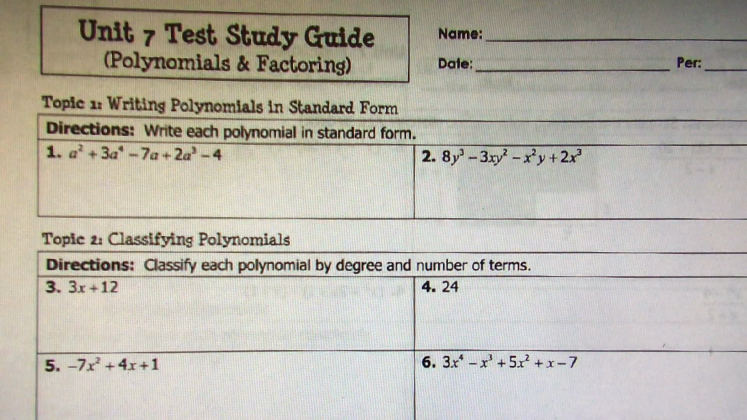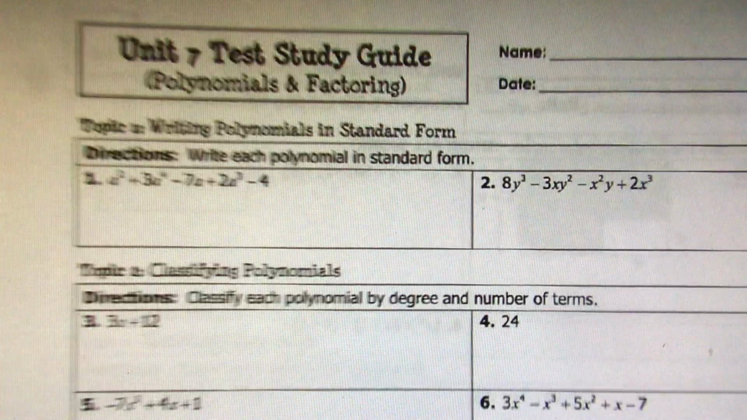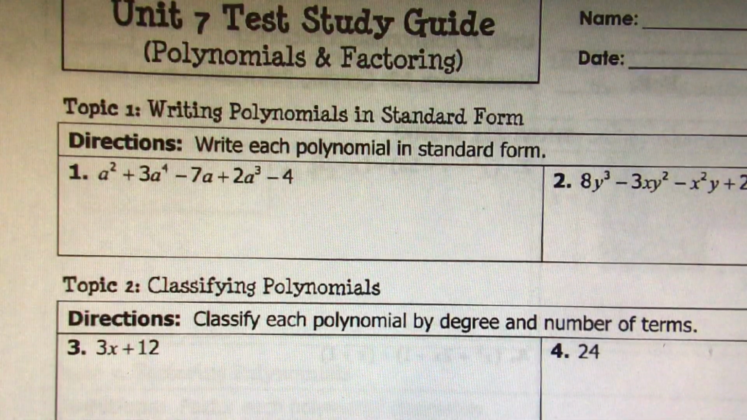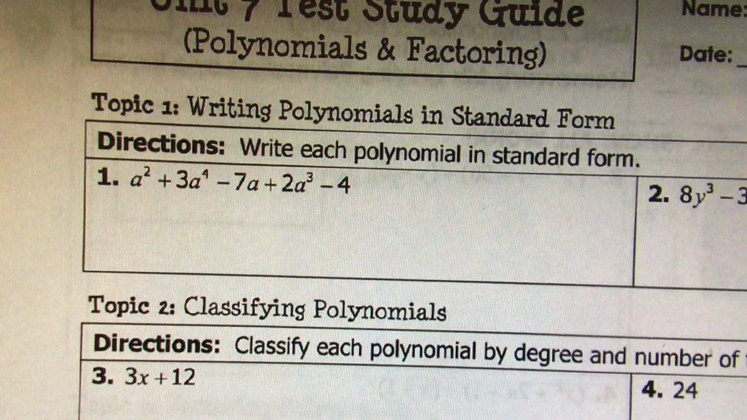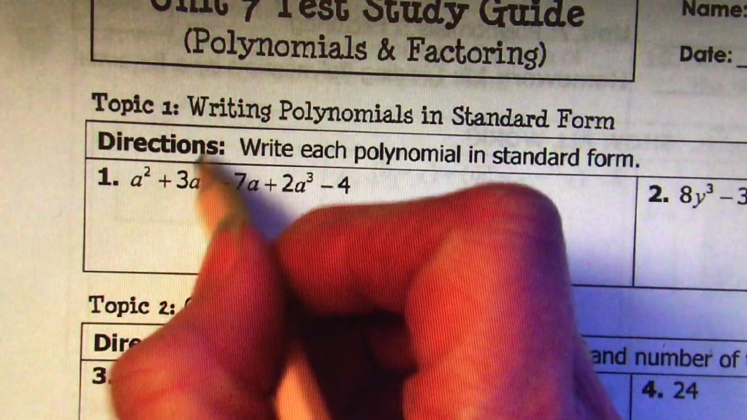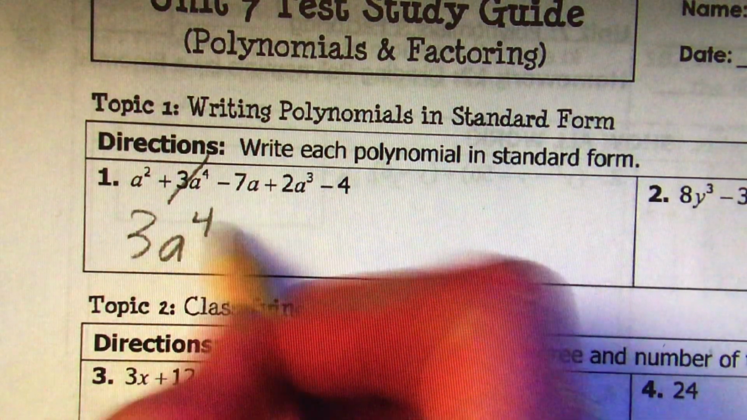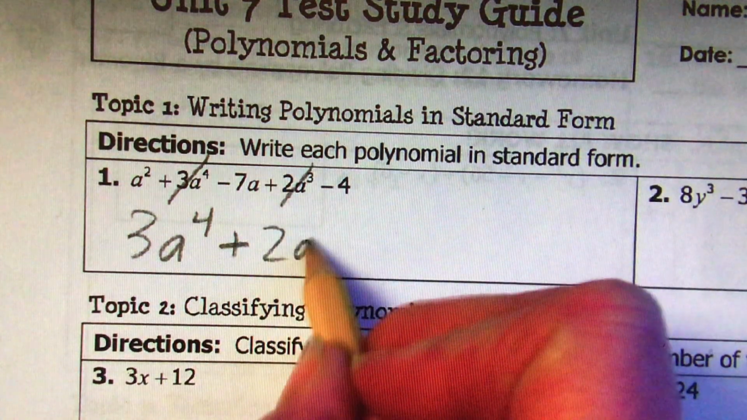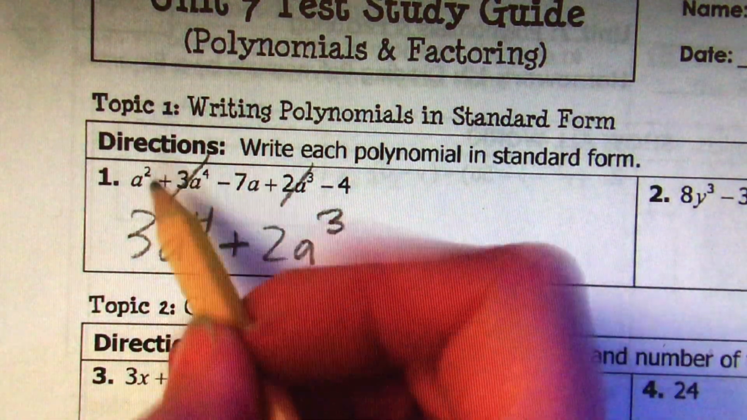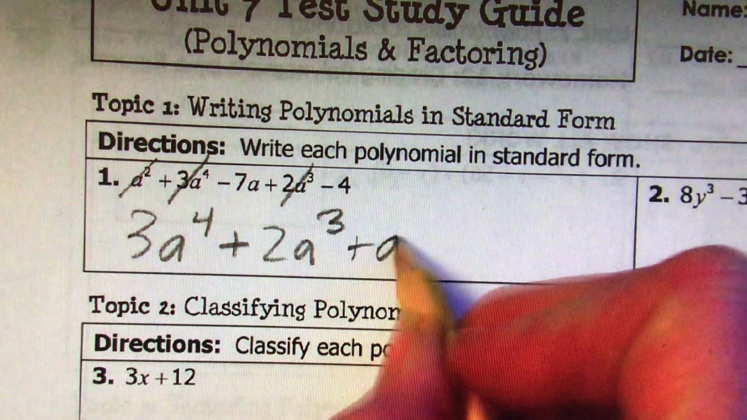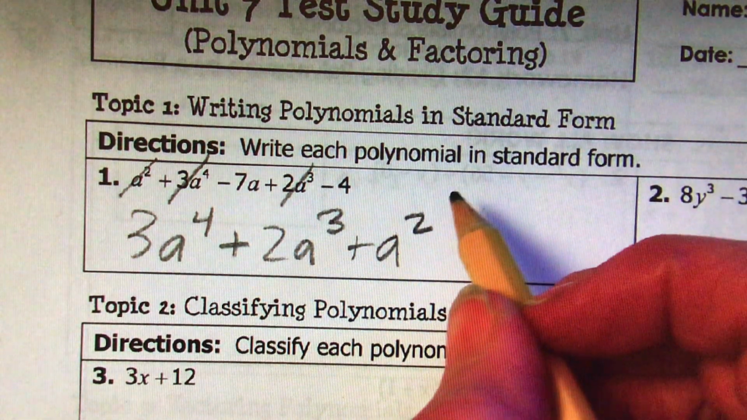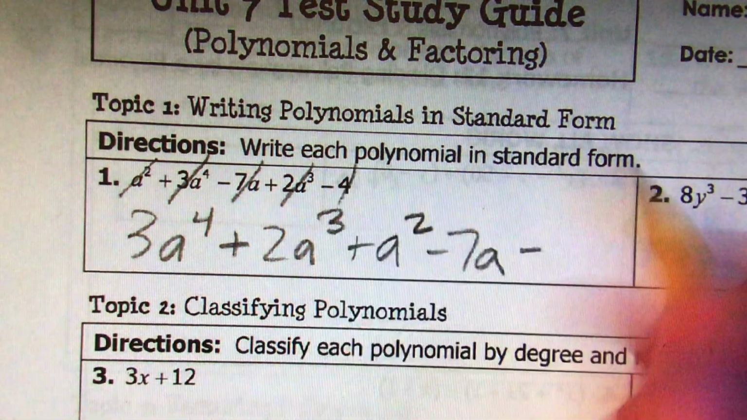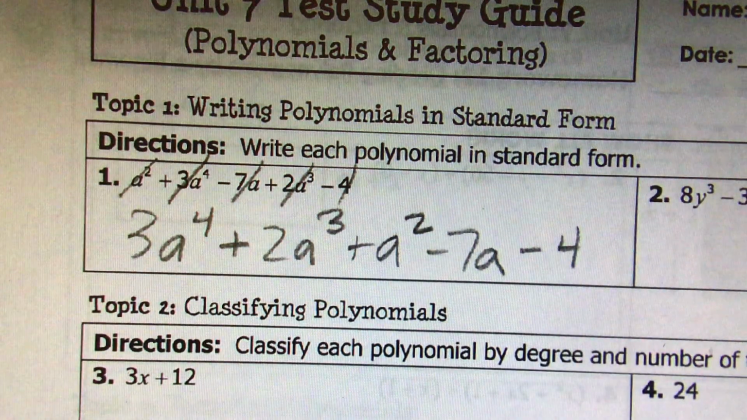Okay, so the first term is a fourth degree term. And again, once I write it down, I'm going to cross it off. So 3a to the fourth plus, and then the next term is going to be my cubic term, 2a cubed. My next is going to be my quadratic term, or my squared term. And then I'm going to have my linear term, which is negative 7a. Last but not least, my constant is negative 4. And again, it's good to cross them off when you tend to them.